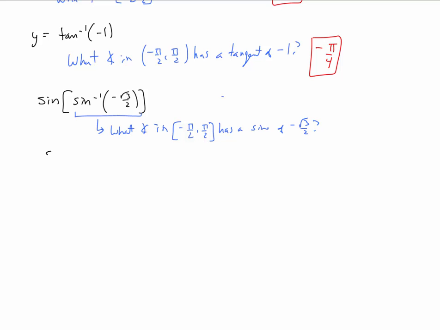Now, once I find this answer, then I plug it into the sine. So my answer here, what angle in the interval from negative to positive pi over 2 has a sine of negative square root of 3 over 2? That's going to be negative pi over 3. So negative pi over 3 comes in here. And so this says, what is the sine of negative pi over 3? And it is negative square root of 3 over 2. So for here, it almost looks like the inverse sine and the sine undo each other, and I just get the argument back. Now this is true sometimes, but not all the time. Let's look at a few other options here.